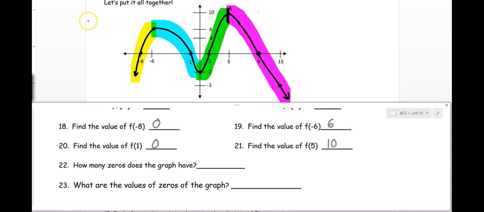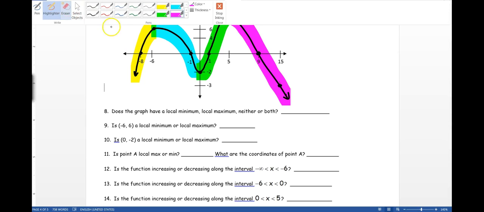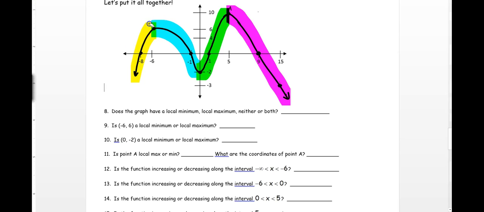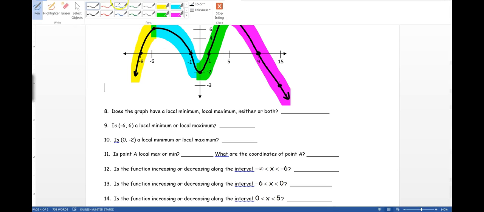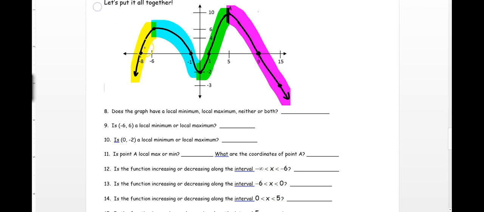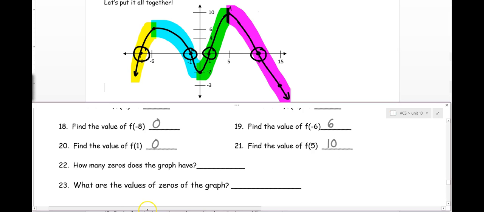Number 22, how many zeros does the graph have? So when I look at zeros, remember, zeros mean that it is crossing the x-axis. So I am crossing the x-axis once, twice, 3, 4 times. So I have 4 zeros.